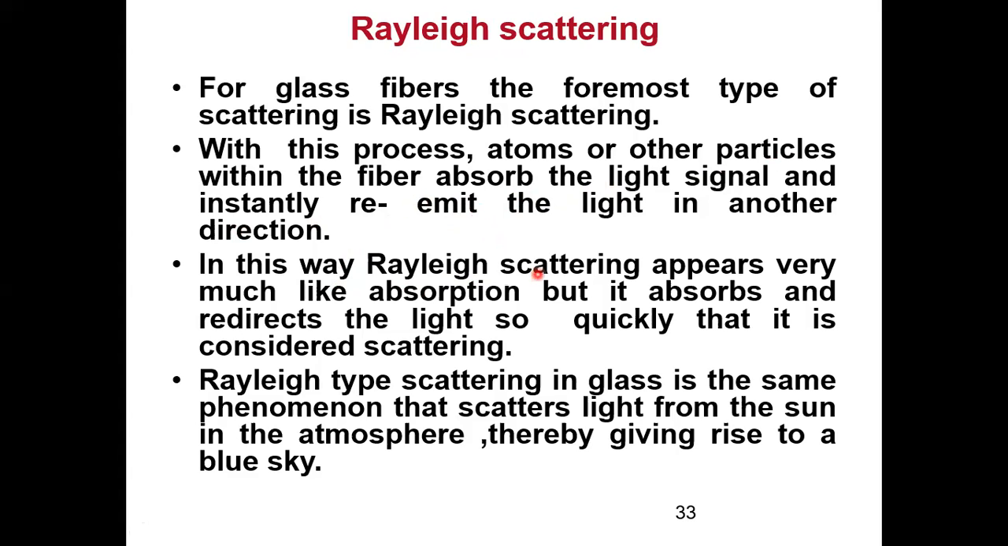In this way, Rayleigh scattering appears very much like absorption, but it absorbs and redirects the light so quickly. That's why it is considered scattering. So I don't categorize Rayleigh as an absorption loss, but since it releases the light in a different direction, I call it scattering, and that process happens very quickly. Now, Rayleigh type scattering in glass is the same phenomenon that scatters light from the sun in the atmosphere, thereby giving rise to a blue sky.